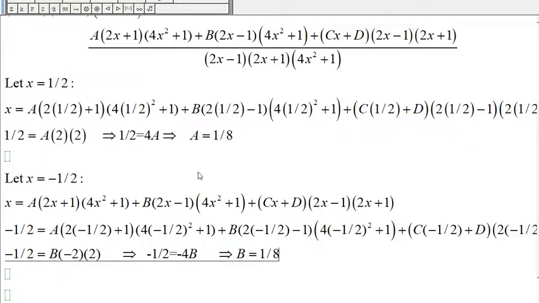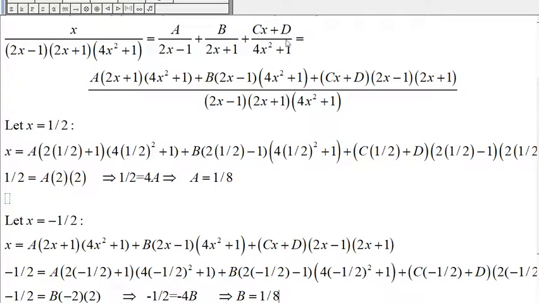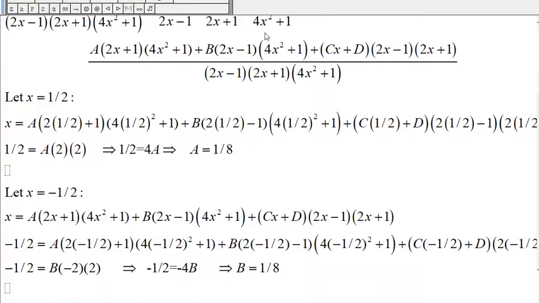And now we need to figure out what C and D are. C and D correspond to this factor, 4x squared plus 1, and this will never be 0. 4x squared plus 1 is always going to be greater than 0. So there's nothing that we can pick for x that will make this factor 0. And when we don't have a number that will make this factor 0, the next best thing we can do is just let x be 0, let x be 1, or some small number.